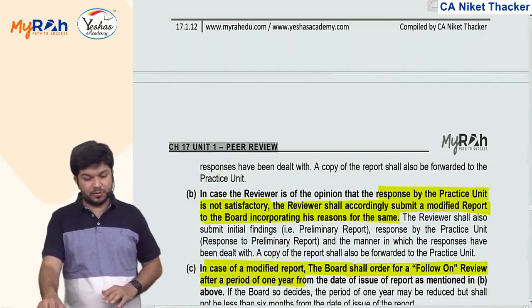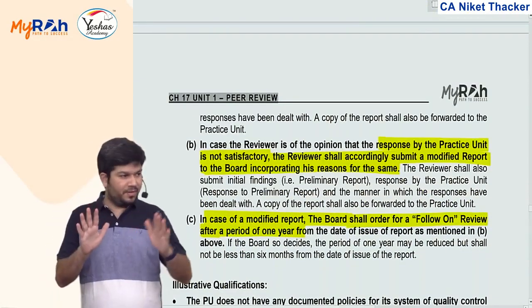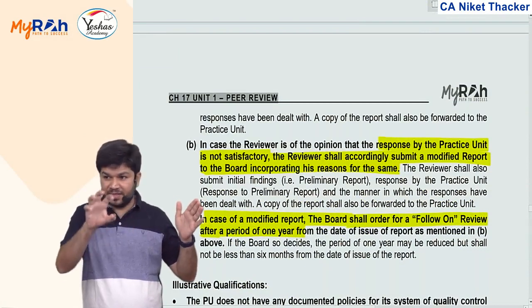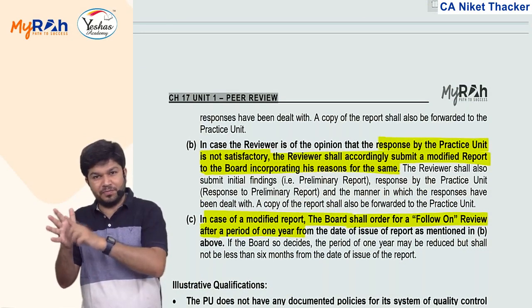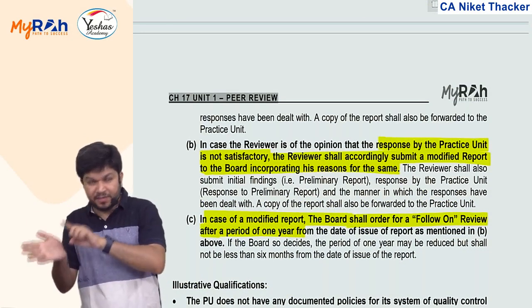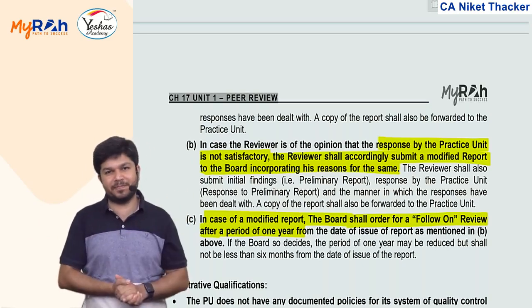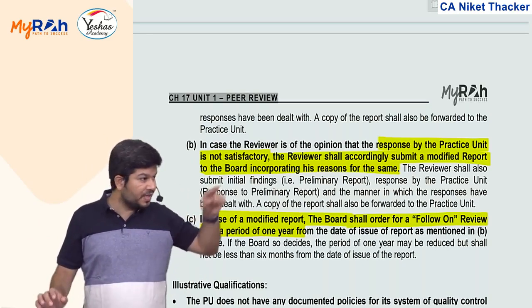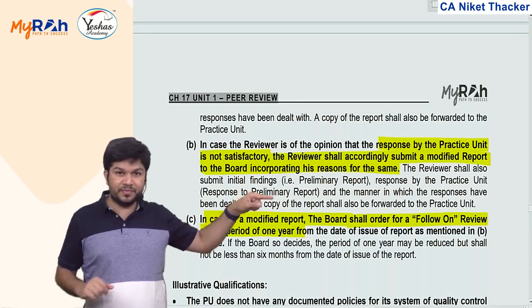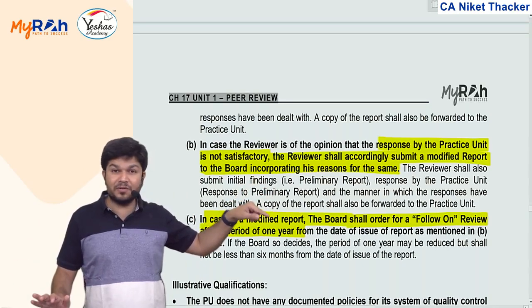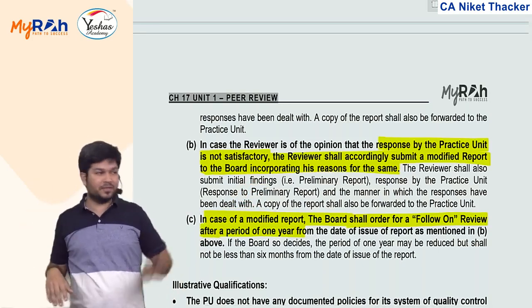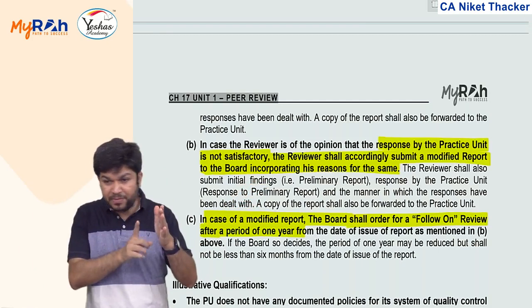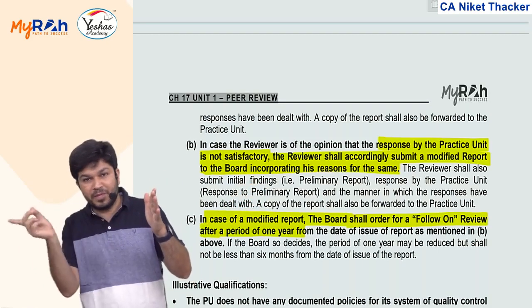So, if I just try to see the process till now again, PRB will select the PU. They will communicate to PU that you are selected. They will give names of 3 reviewers. The PU has to select one of the reviewers and inform back to PRB within 7 days. PRB will tell the reviewer that PU has selected you, and the reviewer has to give his consent within 7 days to PRB. Okay, once the reviewer's consent is received, PRB will tell the PU.